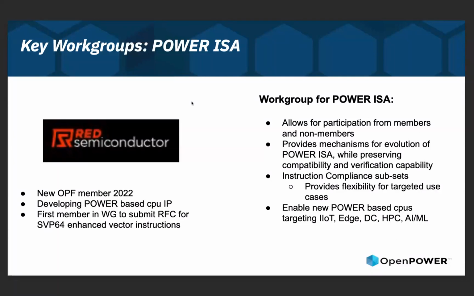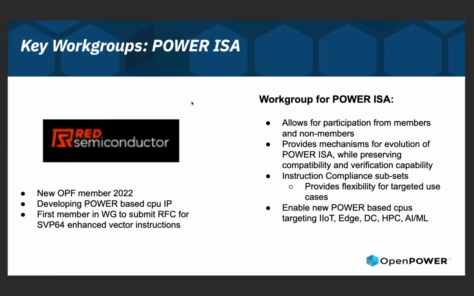One of the companies I wanted to highlight is Red Semiconductor. They're a new member this year, and they're actually developing Power-based CPUs and taking IP from our ecosystem. They're actually one of the first ones to submit an RFC into the Power ISA that's non-IBM. So that's very exciting, and we're really looking forward to seeing what they're doing as they take their chip to market.